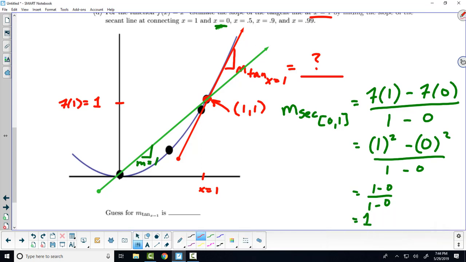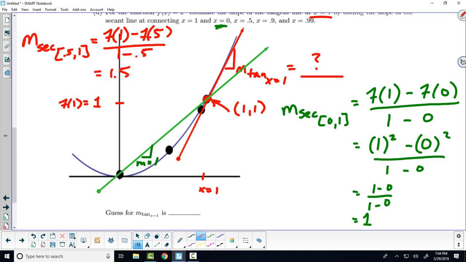So, what did you guys find for the slope of the secant line connecting 0.5 to 1? When you computed this, what did you do? Well, you said, oh, let's find f of 1 minus f of 0.5 all over 1 minus 0.5. And when you did this, what did you get? 0.75 over 0.5. Okay, 0.75 divided by 0.5. What does that simplify to? 1.5, exactly. Great, so we get 1.5 there.